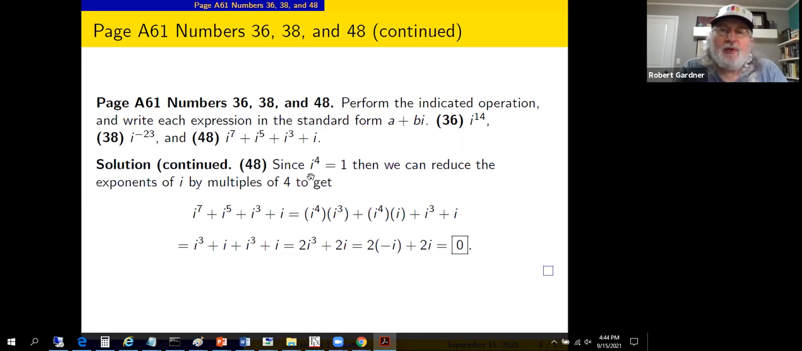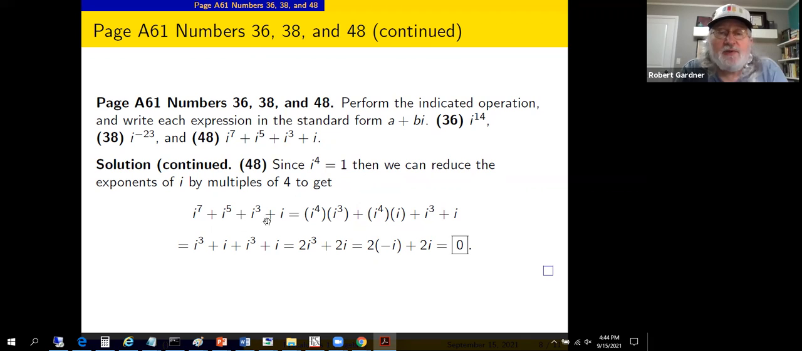So let's do number 48. i to the 4th equals 1, basing it all on that. I guess there's probably other approaches. This is the approach that requires me to remember the least. So I do like that. It's not clunky in any way, but there might be a more efficient way. i to the 7th, yeah, let's write that as i to the 4th times i cubed. i to the 5th, yeah, let's write that as i to the 4th times i, and we'll leave these two powers of i alone.